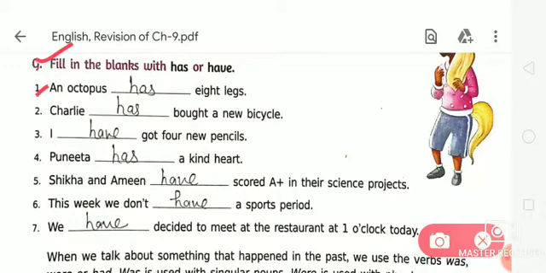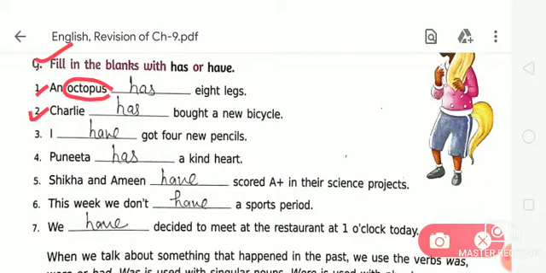So what will we use with octopus, has or have? Is the word octopus singular or plural? Tell me. It is one. So what will be used with one person, place or animal? It will be "has." We have to use has with the octopus. So it will be: an octopus has 8 legs.